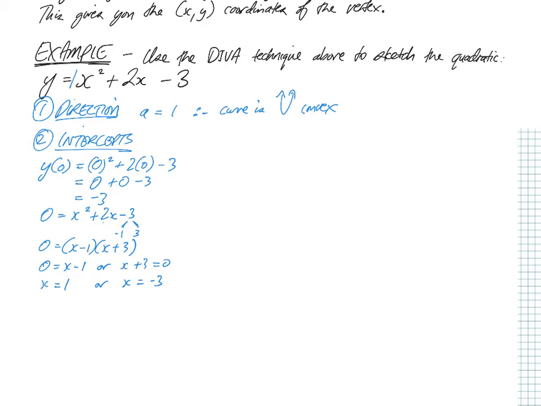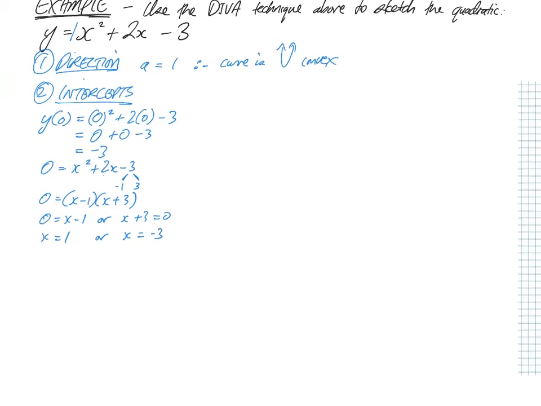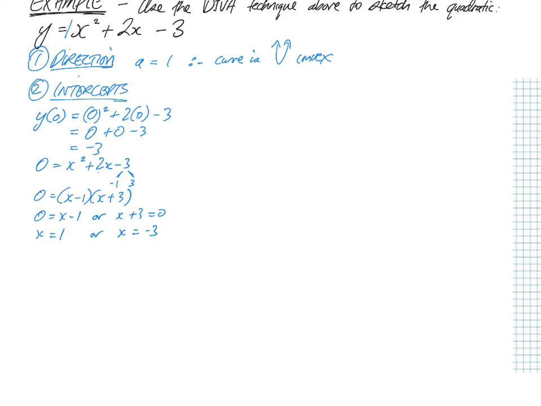Now we have to find the axis of symmetry. The axis of symmetry equation is x equals negative b on 2a. b was 2, so it's negative 2 on 2 lots of, and a was 1, so it's 2 lots of 1. So it's negative 2 on 2. So the axis of symmetry is that x is equal to negative 1.